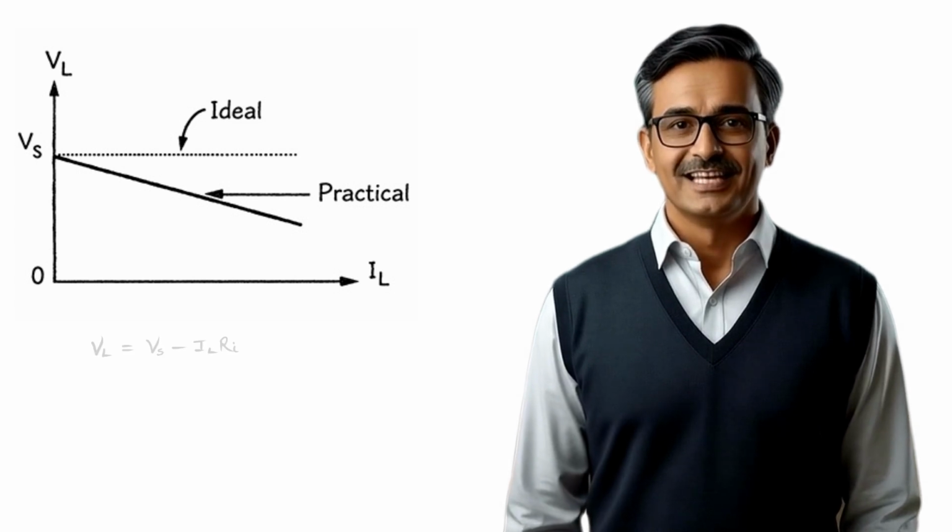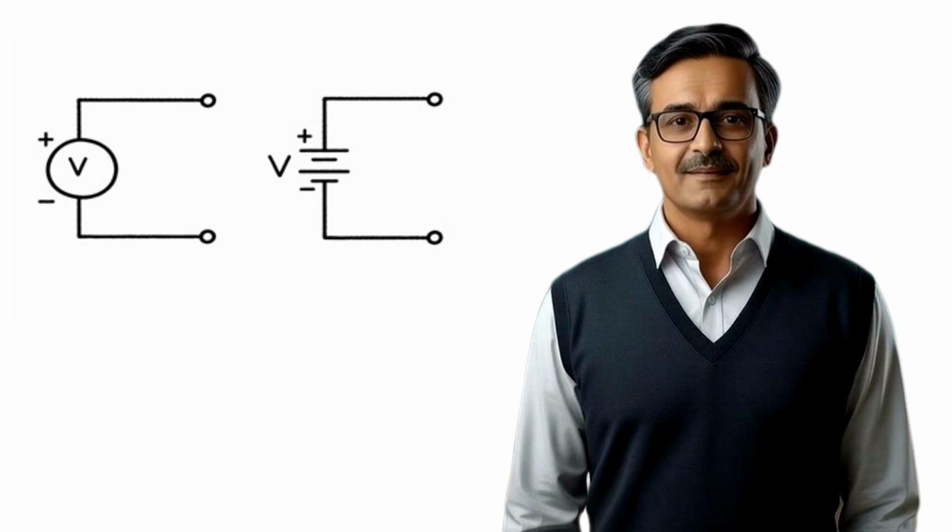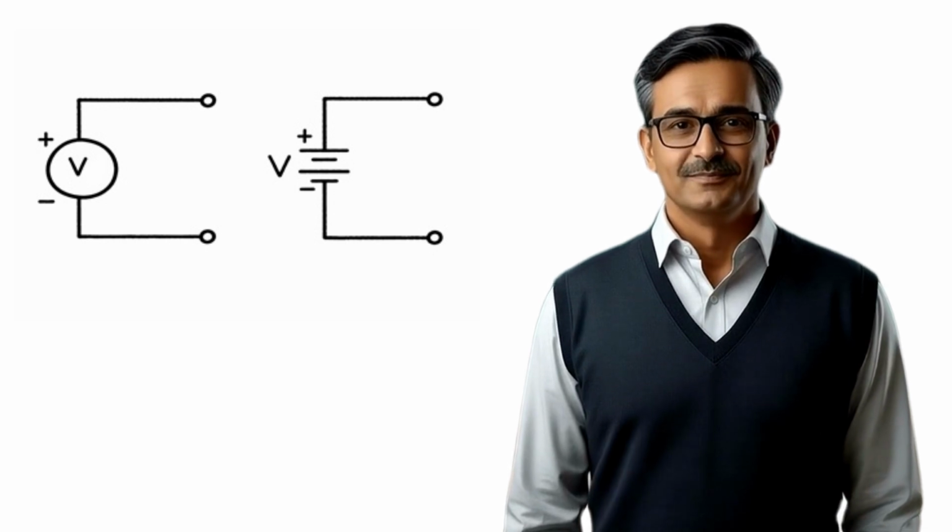First, the DC voltage source. It is a time-invariant source. Its voltage does not change with time. A battery is a good example.